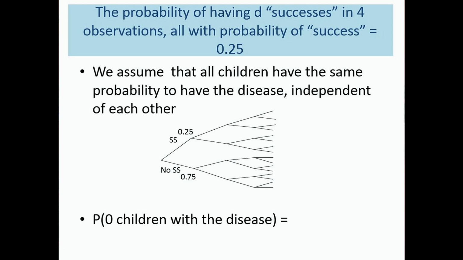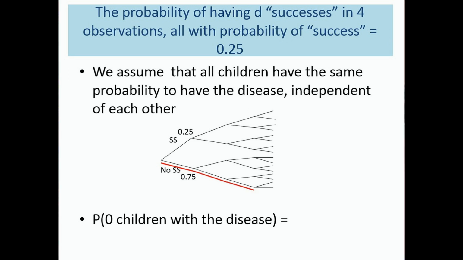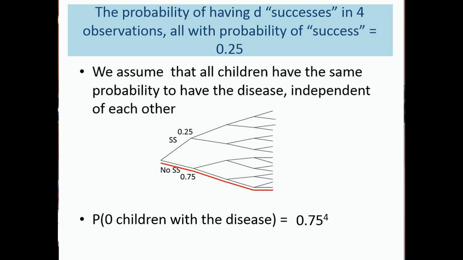The probability that none of the 4 children will have the disease is only one branch of this tree. The first non-diseased, the second non-diseased, the third and the fourth. None of them are diseased. The probability that this will happen is 0.75 to the power 4. Only one branch.